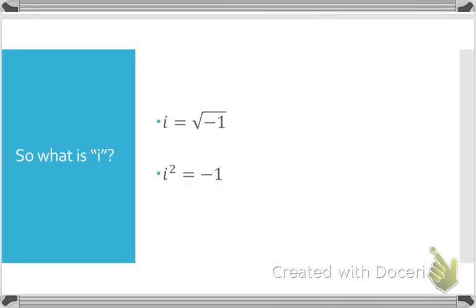So what is i? i is a way of determining imaginary numbers. i is equal to the square root of negative 1. Anytime you see the square root of a negative number, we have to bring out this i. On that note, if we take i squared, then i squared is equal to negative 1.